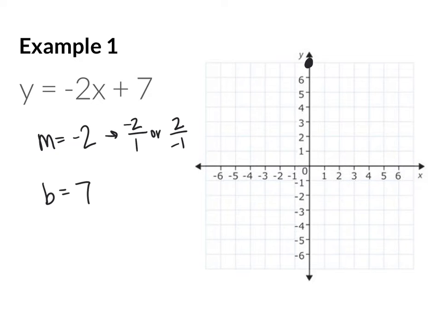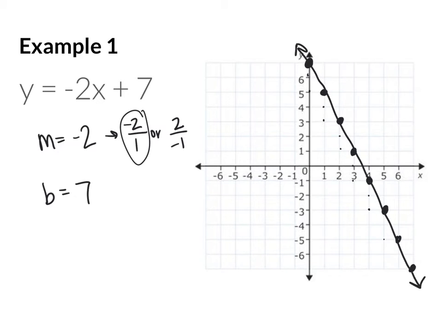So when I look at my slope of negative 2 over 1, I drop 2 and run 1, and repeat, until I have made it all the way to the end of my graph, giving me a perfect straight line.